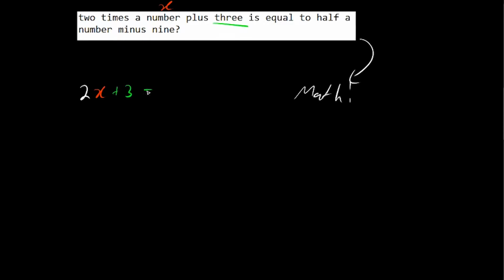Is equal to, so that's just the equivalent of the equal sign, a half, and then a number, so that's half times x minus 9. That's that stuff there. And that's really the hardest part about these type of questions, is turning the English into math.